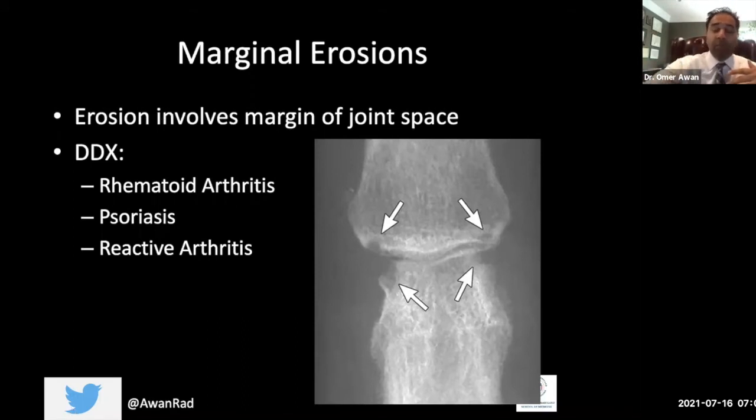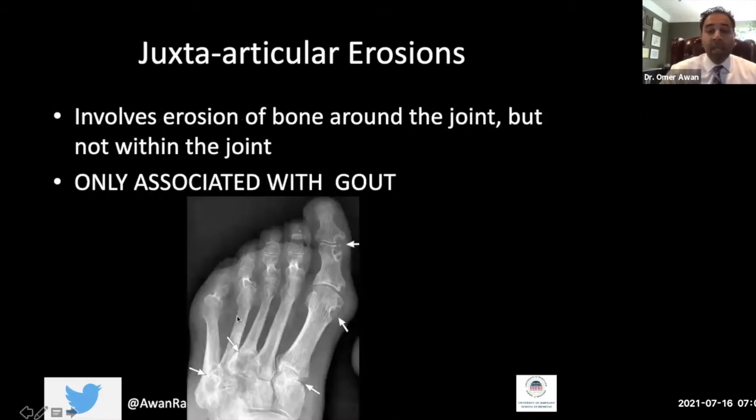Of course, septic arthritis can result in any type of erosion, but outside of septic arthritis, rheumatoid arthritis, psoriasis, and reactive arthritis are your 3 causes of marginal erosions. Juxtaarticular erosions are when you have erosions not at the periphery, but just outside the joint, right? It's just away from the joint capsule, right? And they tend to be very well defined with sclerotic margins, sometimes overhanging edges. This is pretty much only seen in gout.